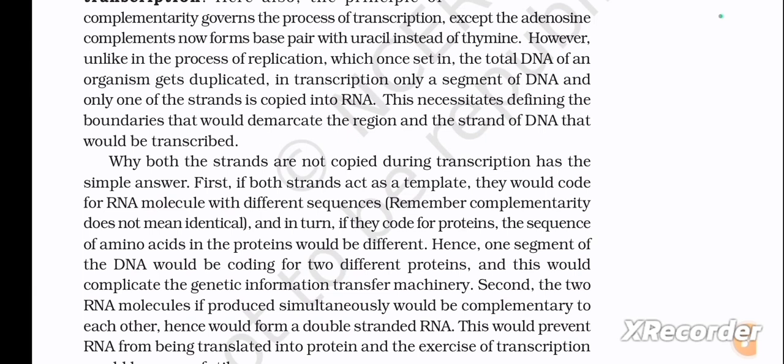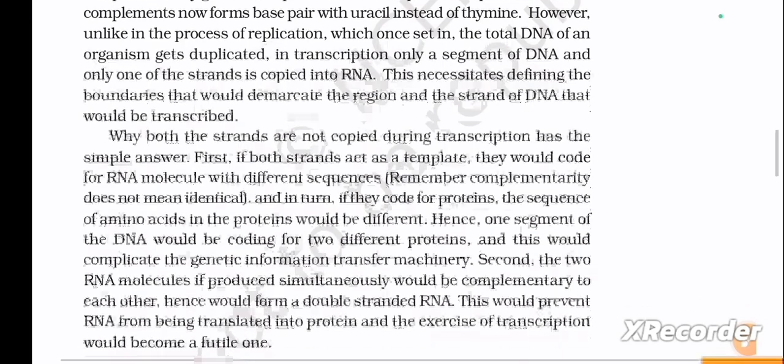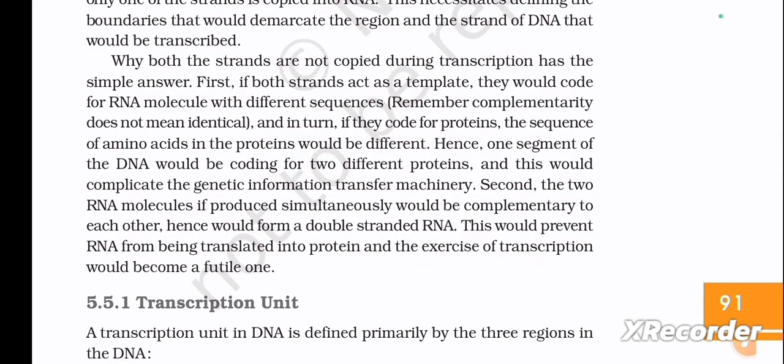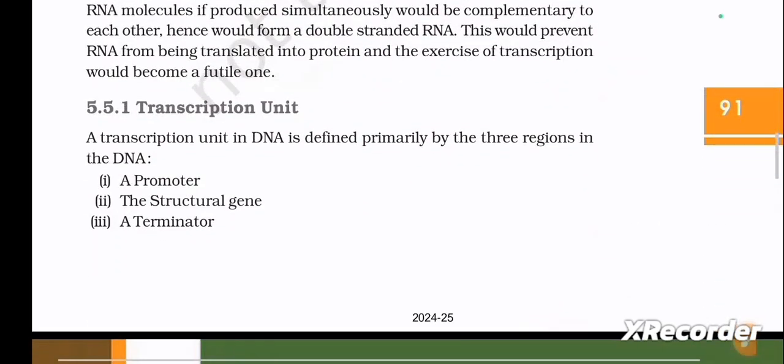Hence, one segment of the DNA would be coding for two different proteins, and this would complicate the genetic information transfer machinery. Second, the two RNA molecules, if produced simultaneously, would be complementary to each other, hence would form a double-stranded RNA. This would prevent RNA from being translated into protein, and the exercise of transcription would become a futile one. Next is 5.5.1 transcription unit.